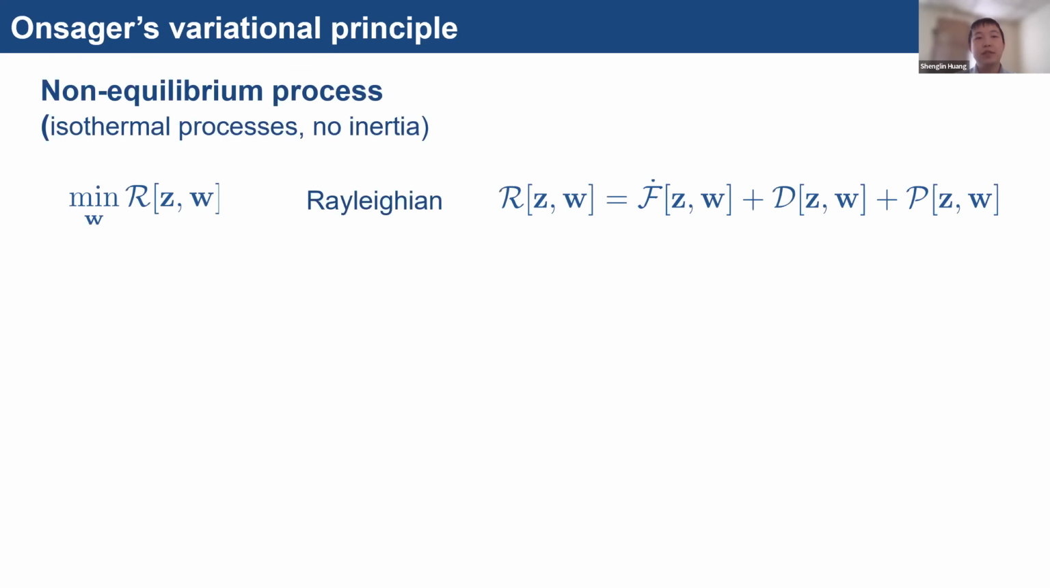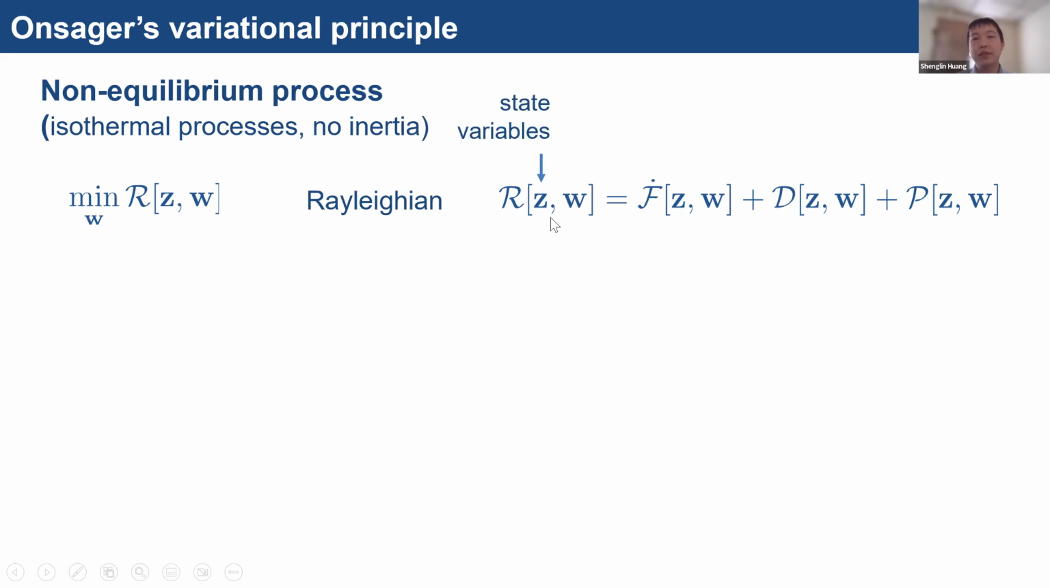So similarly, for non-equilibrium processes, we also have a variational structure that is called the Onsager variational principle. So if the system is isothermal without inertia, we can define a variational functional called the Rayleighan.